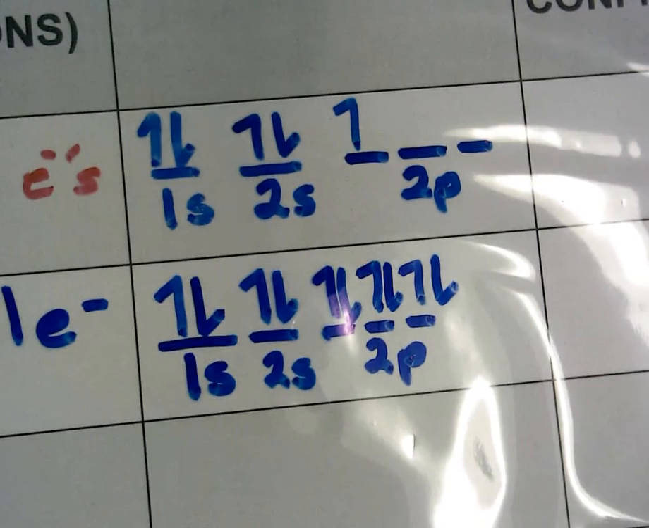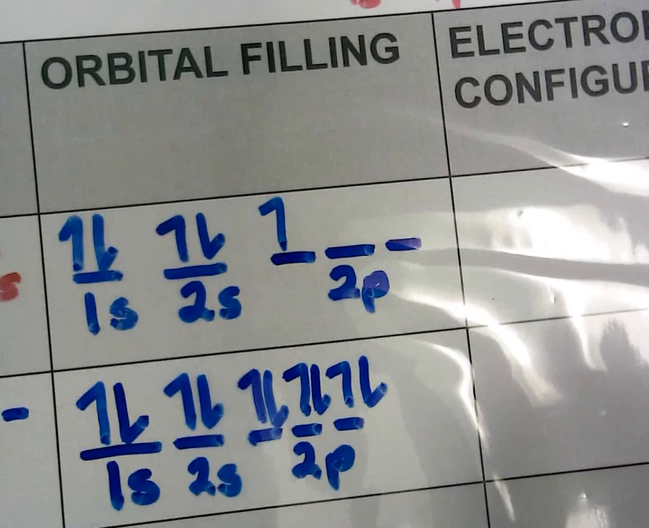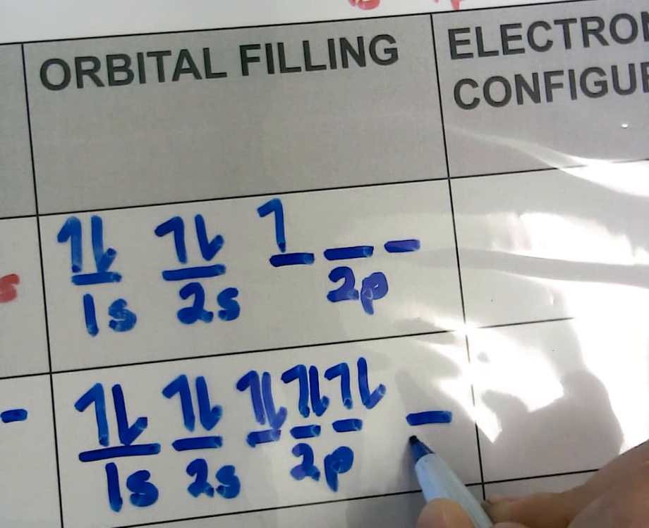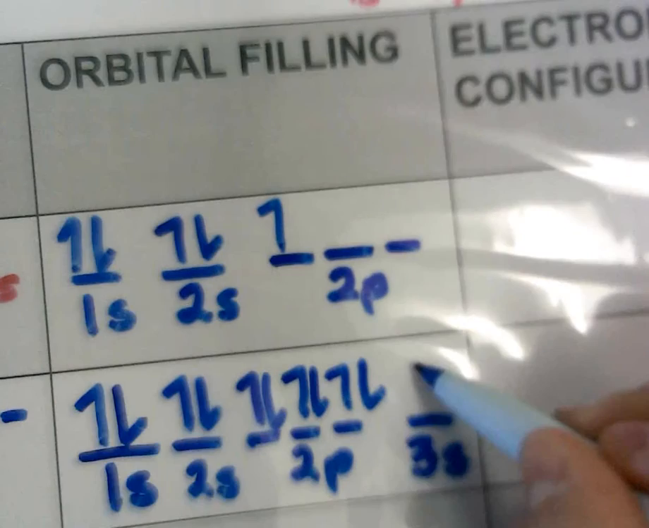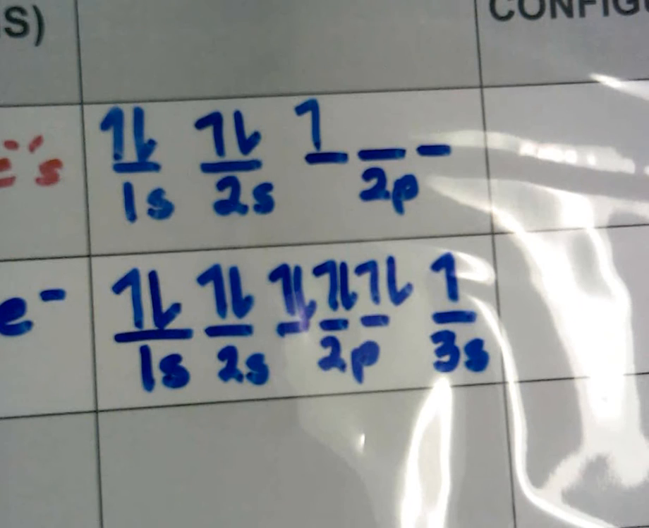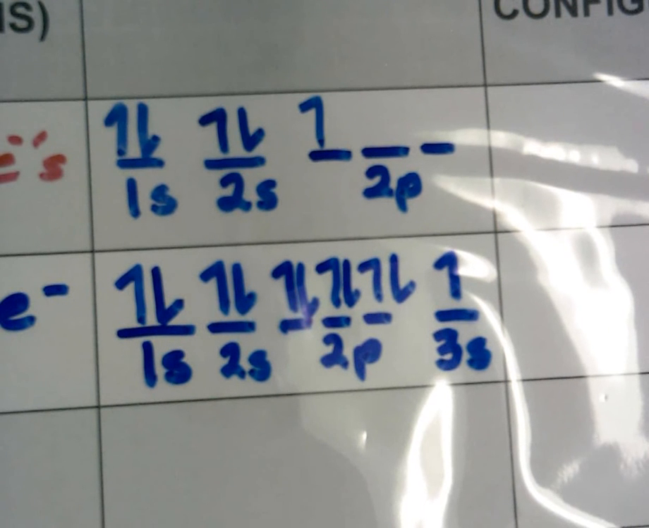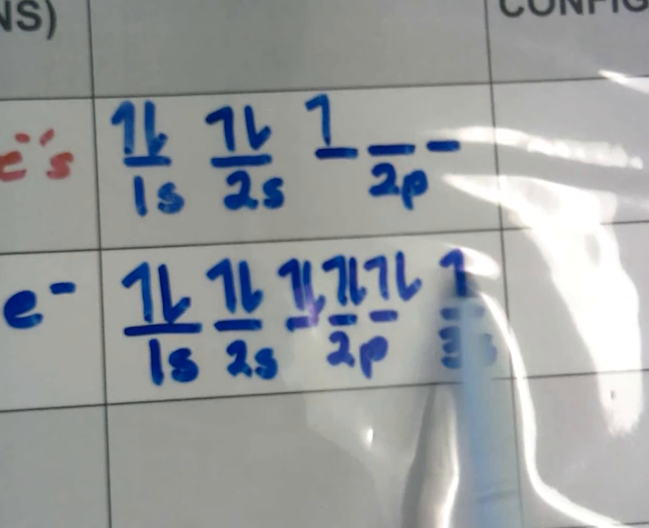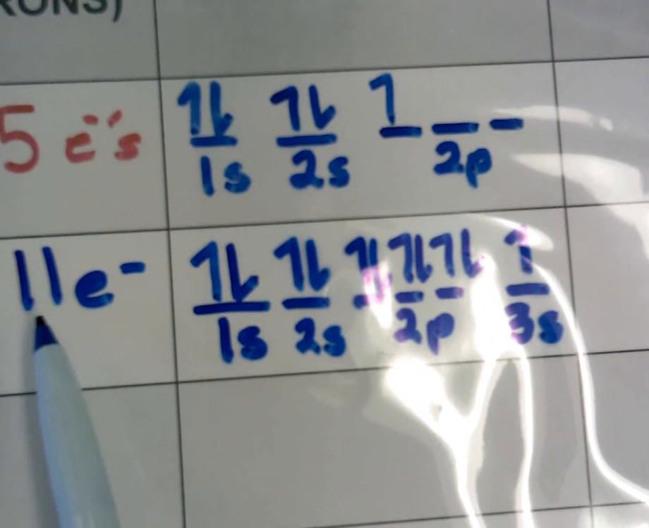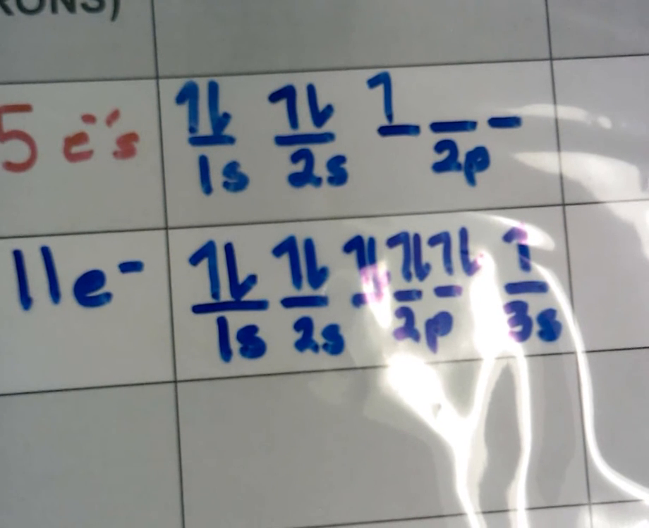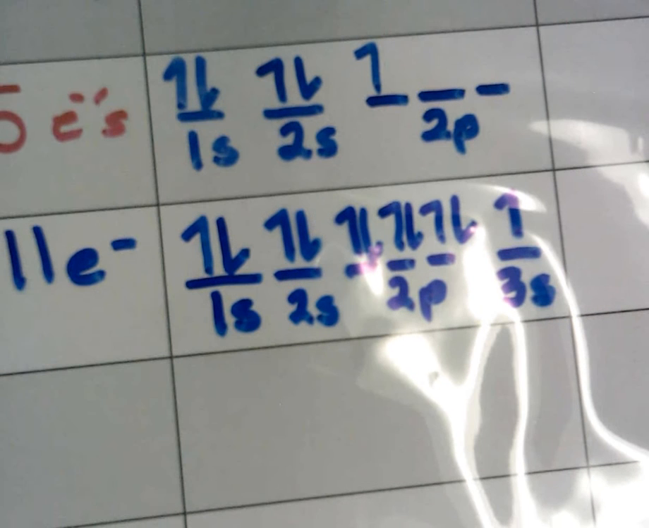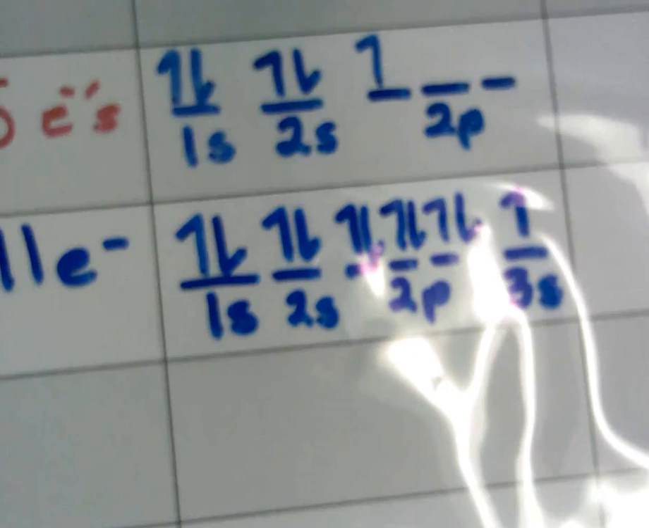What's happening? We need one more. So what comes after 2p? 3s. How many lines am I going to put for this one? 1, because it's still an s. One line to represent my 1 electron. Total, you count the lines: 1, 2, 3, 4, 5, 6, 7, 8, 9, 10, 11. That's 11 electrons represented here. Got it? Okay, I'm going to give you a few minutes to go ahead and do oxygen and argon.